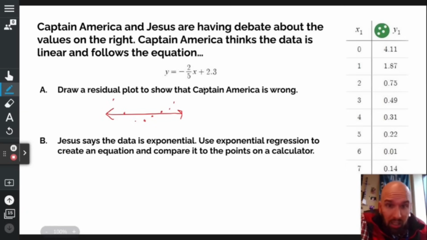So is this data linear? No, this ain't linear. So I'm sorry, Captain America, you might be strong and you might have America's rear end, but not in this one. I censored myself.